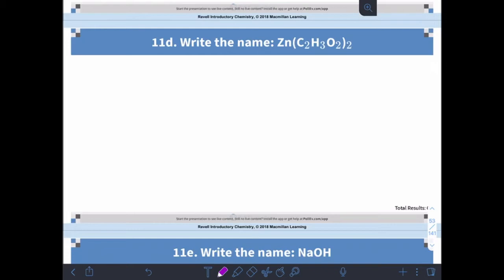All right, now this one may look a little intimidating because there's a lot of different things going on here. But this piece right here, the C2H3O2, that's just another one of the polyatomic ions, and it's the acetate ion. Right, now zinc, even though it's a transition metal, it's one of the rare transition metals that only does one charge. It does a +2 only. So I don't need to use a Roman numeral, and I just say zinc acetate.